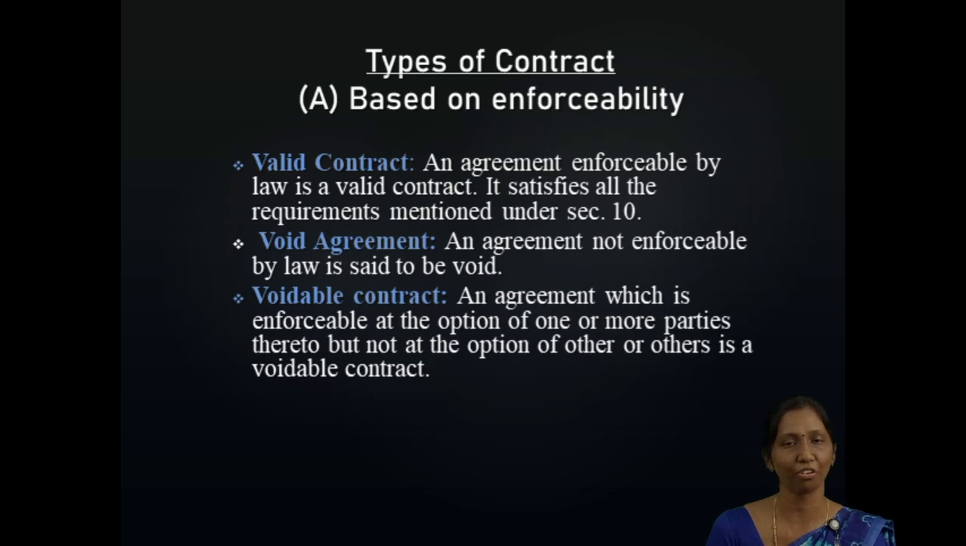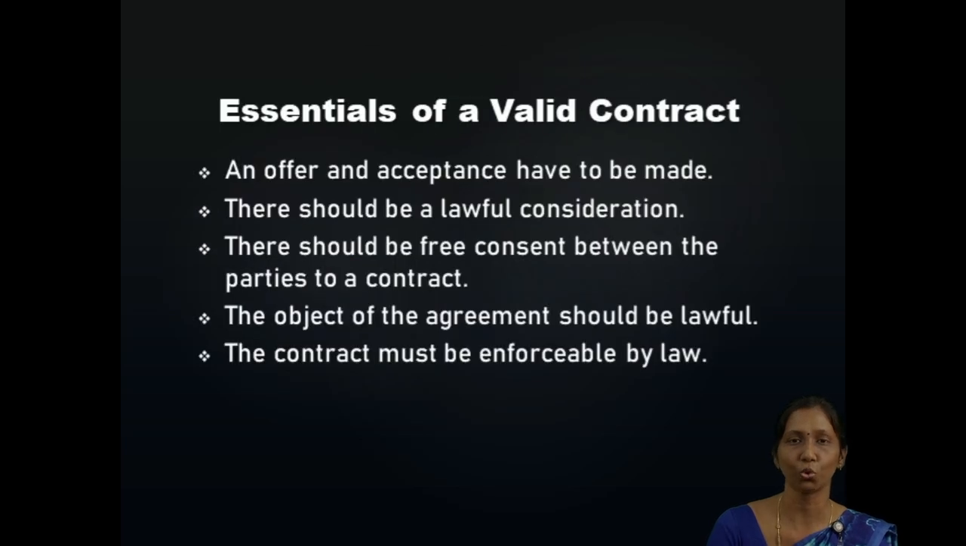If it fulfills both concepts, that is, an agreement and enforceable by law, we can say it is a valid contract. So an agreement enforceable by law is considered to be a valid contract. It satisfies all the requirements. We have already seen the elements, so it has to fulfill all of them.